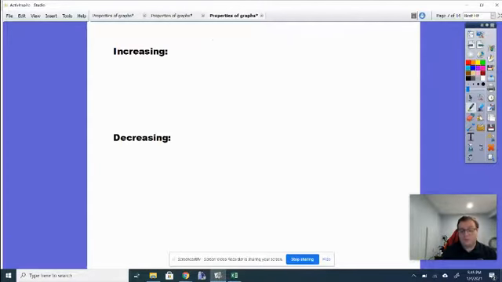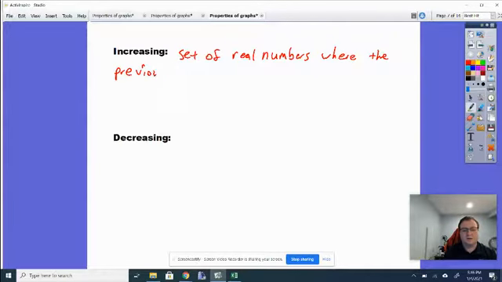So if I have 2 points, so it's the set of real numbers, again, it's important to specify real numbers, where the previous point's output is less than the current point. Let me be more specific.